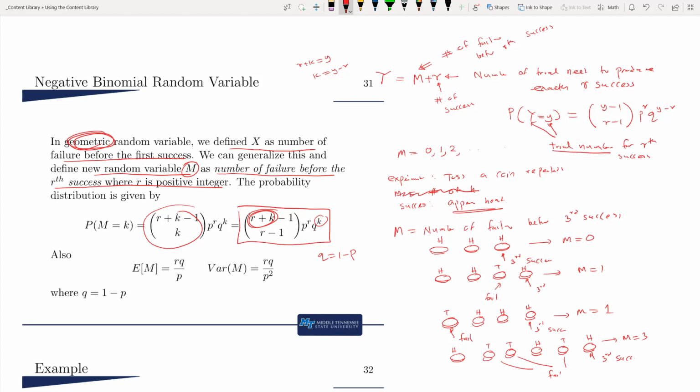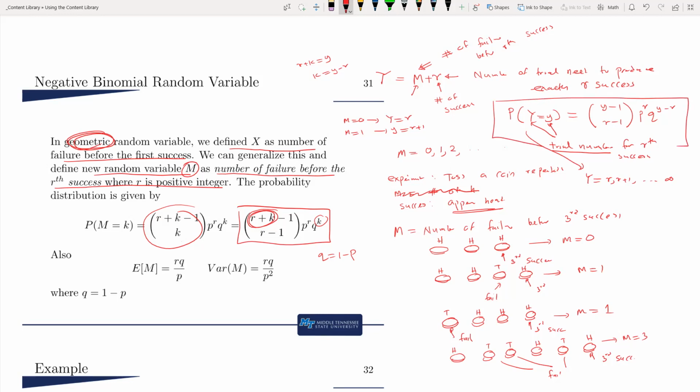In the previous one, we defined the number of failures, but if you use this parameterization, the random variable is the trial number. So you have to be careful which one you are using. In this case, Y can be what? M can be 0 to infinity. When M equals 0, Y is R. When M equals 1, Y is R plus 1. So Y goes from R up to infinity. It starts from R, not 0.